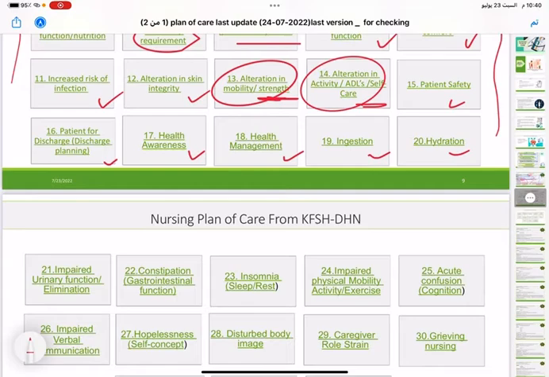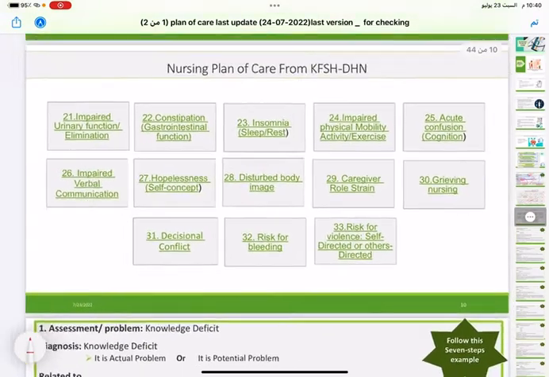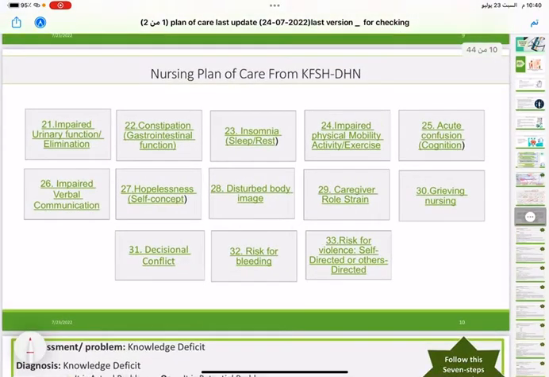Okay, also we have here other nursing diagnoses, because I said we have 2 slides. Also impaired urinary function, constipation or insomnia, the patient cannot sleep, impaired physical mobility due to something. So you can select, because some statements are nearby, but there are different statements there.